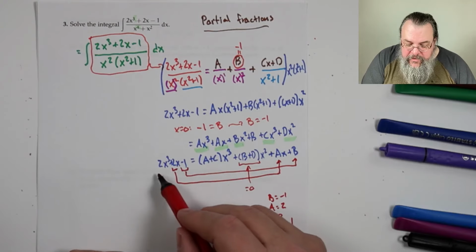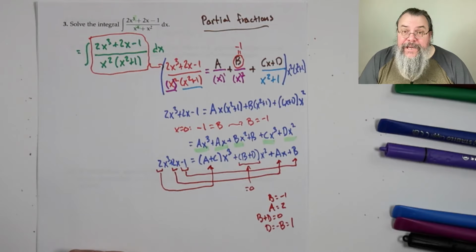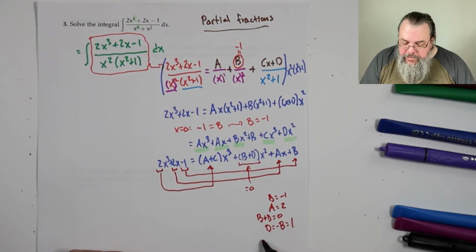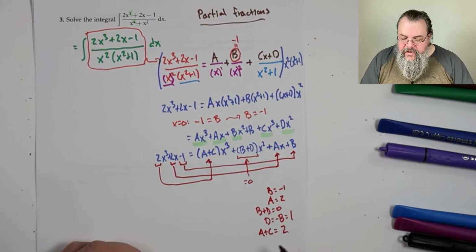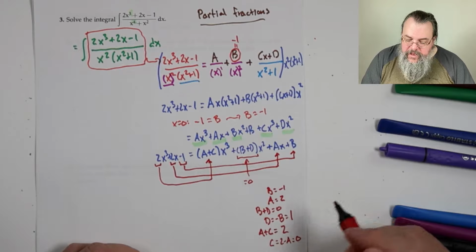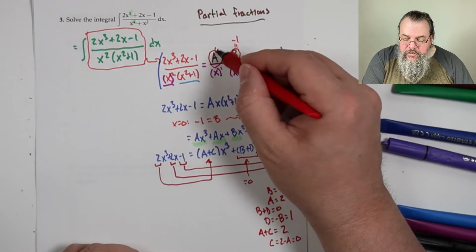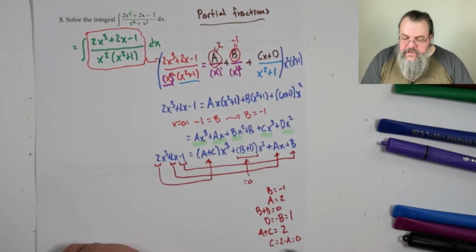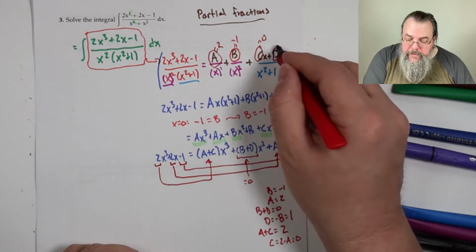And now the last is the cube coefficients. So 2 has to match with a plus c. So a plus c has to equal 2. But wait, we know a equals 2. So if a equals 2, what does that tell us? Well, that tells us that c equals 2 minus a equals 0. Now let's update. So remember, we have to update things as we go. A is 2. C is 0. And D is 1.